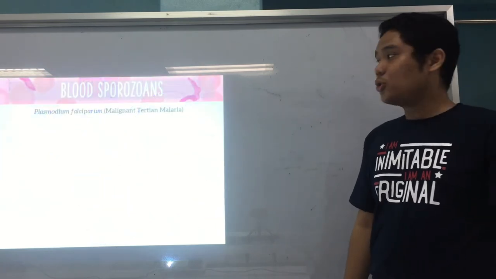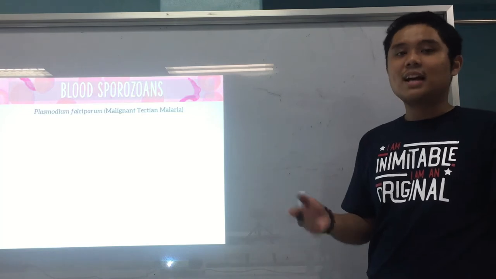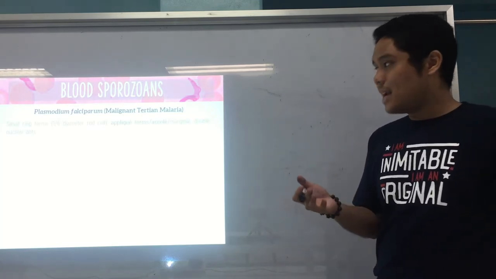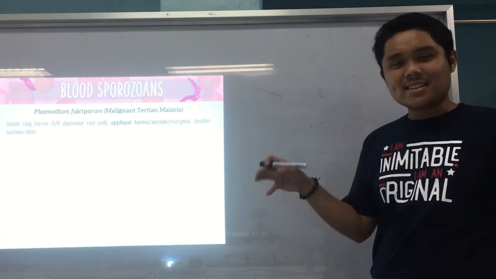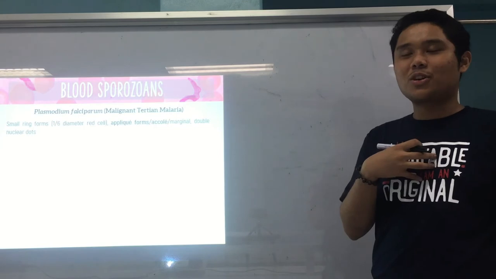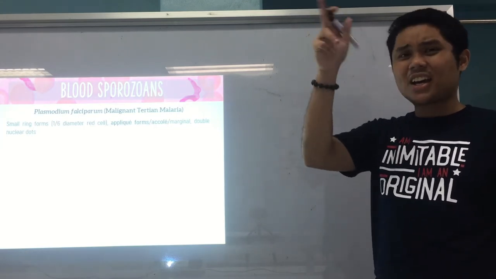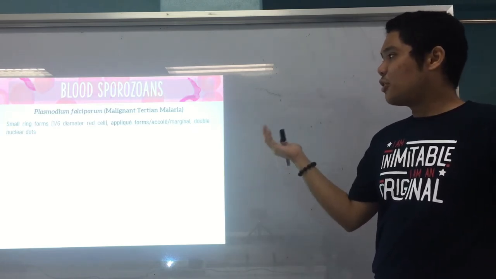Now we go to the first species of Plasmodium, which is the deadliest, so I'll start with Plasmodium falciparum. It's your malignant tertian malaria. It has small ring forms. I forgot to search the pronunciation, but it has applique or accolé forms, and marginal or double nuclear dots.